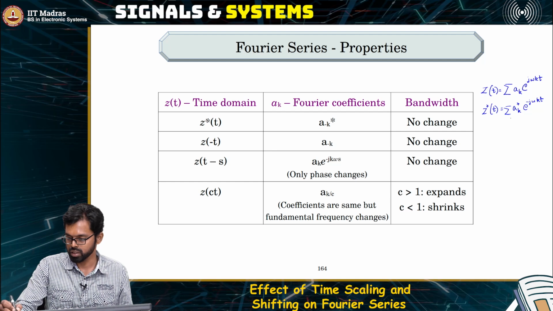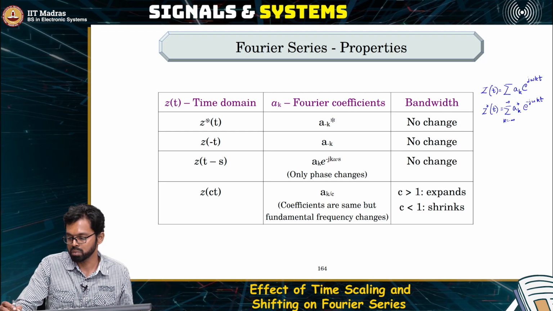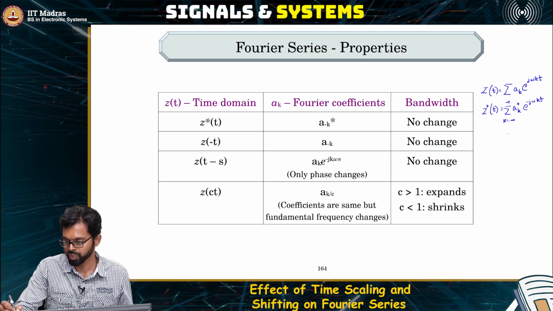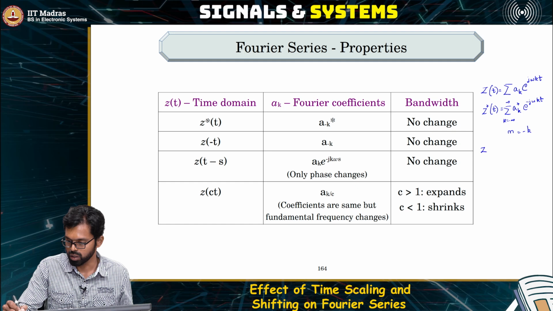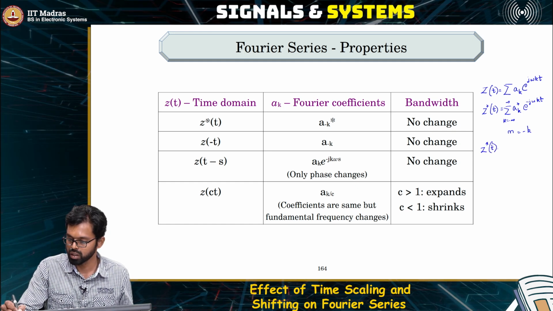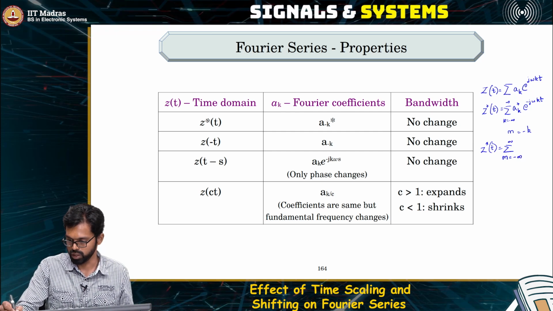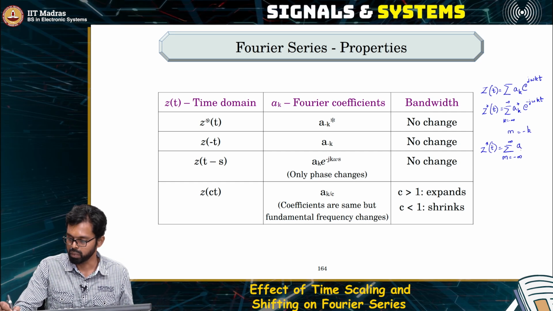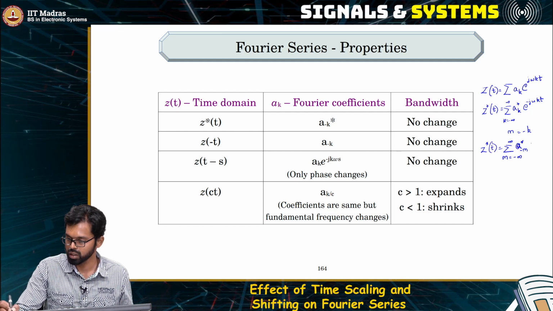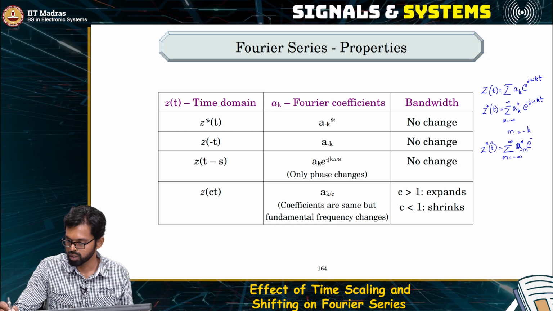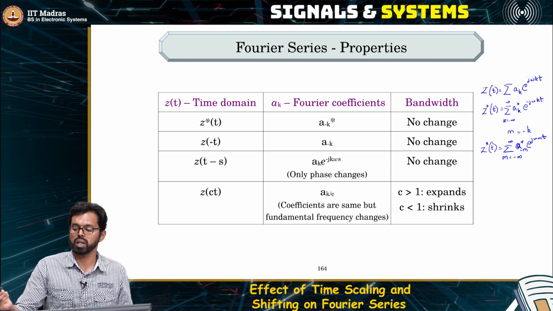Now let's say in this summation k runs from minus infinity to infinity. I am just going to change this index variable. I'll call another variable m, which is equal to minus k, which means now z star of t is the summation over m from minus infinity to infinity of a minus m, just replace k with minus m, star e power j omega m t.